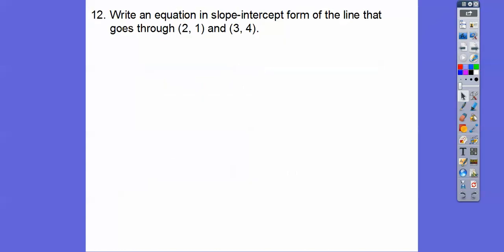All right. So write an equation in slope-intercept form of a line that goes through 2, 1, and 3, 4. Slope-intercept form is y equals mx plus b. So that means we got to know the slope.